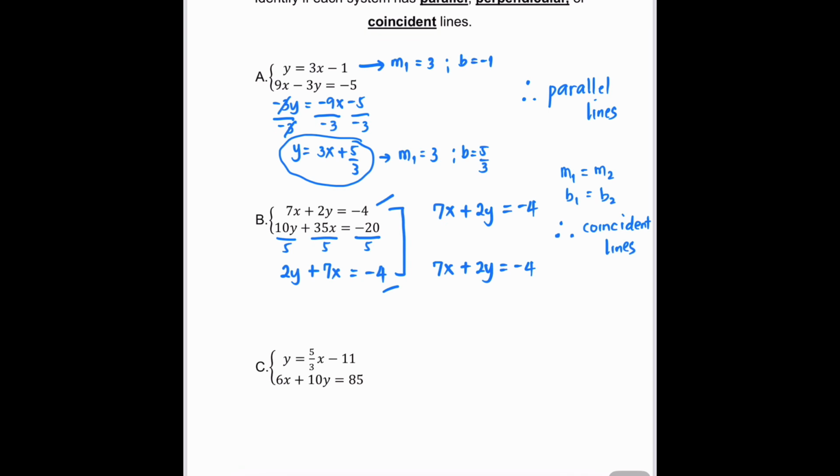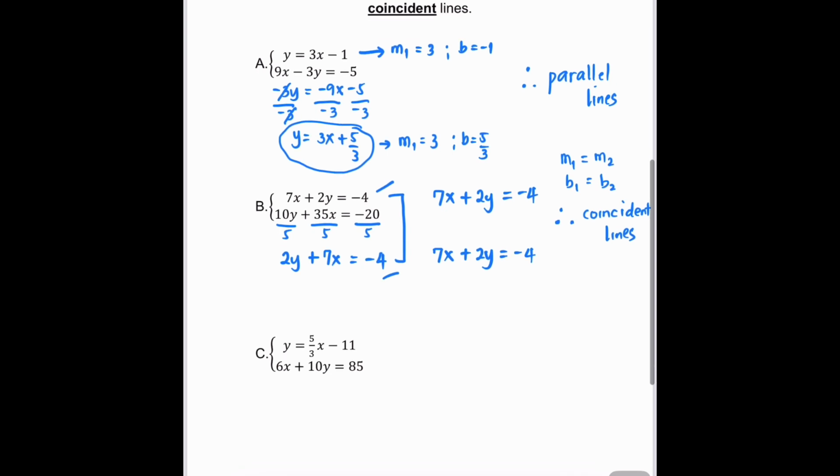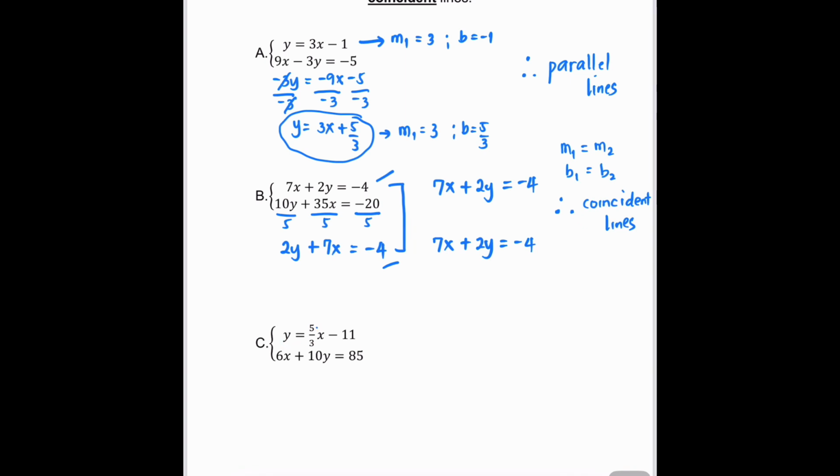All right. And for our last example, the first equation is y equals 5 over 3x minus 11. And the second one is 6x plus 10y equals 85. So the first equation is already in slope-intercept form, y equals mx plus b, and from here, you can see that the slope is 5 over 3. The b value is negative 11. And for the second equation, you have 6x plus 10y equals 85. We cannot reduce it, so we can proceed with rewriting it into slope-intercept form.